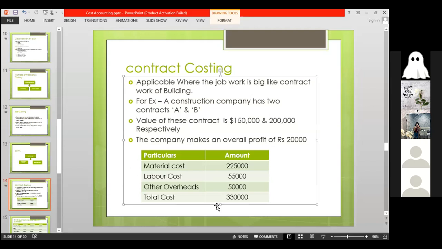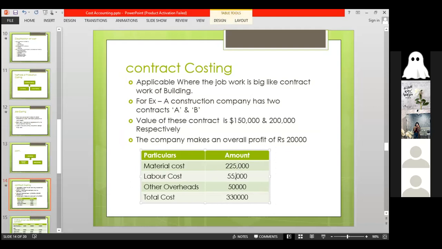Now the company makes a profit of 20,000, and how is it made? We look at the particulars here. The material cost for the company was 225,000. Labor cost was 55,000. Other overheads were worth 50,000, and the total cost came out to be 330,000. So since the income is 350,000 on selling both the buildings, and the expenses are 330,000, the company made a profit of $20,000.